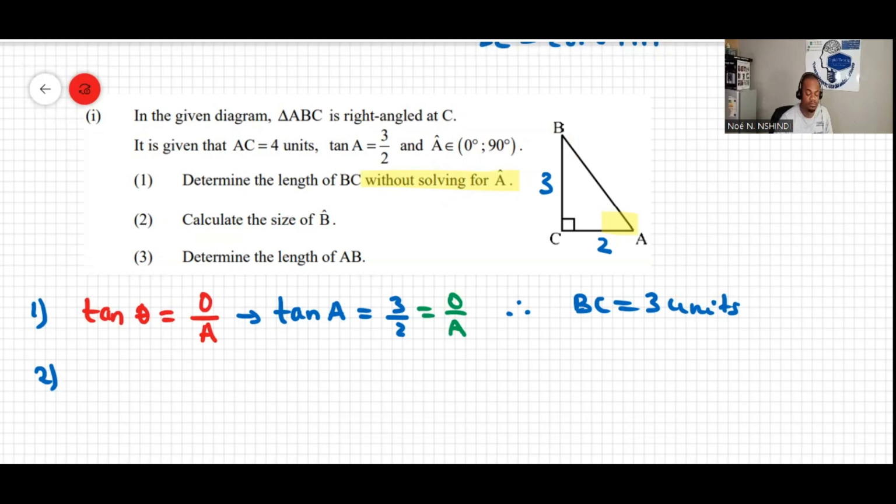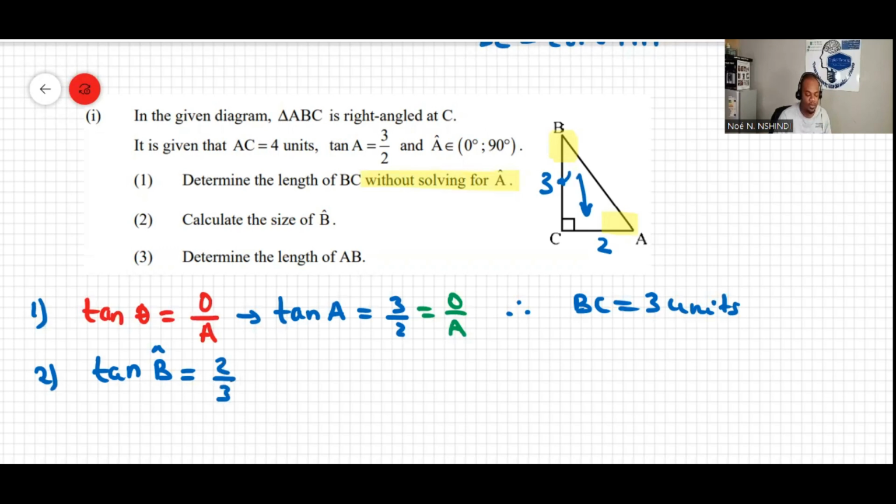Angle B, we can apply the same process. We can use the tan of B. The tan of the angle B will be opposite over adjacent. Opposite B is 2 units, and adjacent to B is 3 units. So this is going to be 2 over 3.